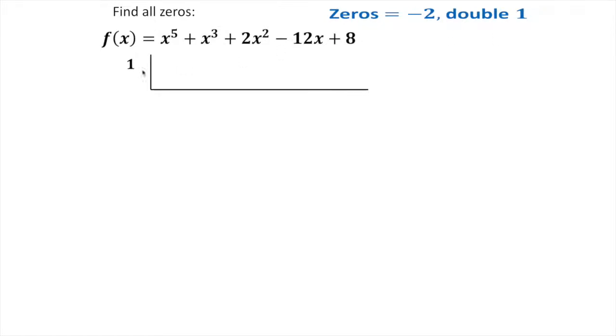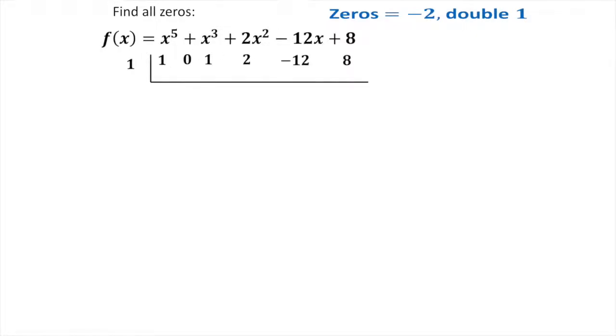Remember with synthetic division, I do the 1, then I draw the box. Now what I'm going to do is write down each coefficient. I've got a 1 here, a 1 here, a 2, a -12, and an 8. The only thing is I do actually have an x to the 4th in here. It's not listed, so that's going to be a 0. I need to make sure to write that in. So I do that here, and you'll see the 0 here. This is my coefficient here.